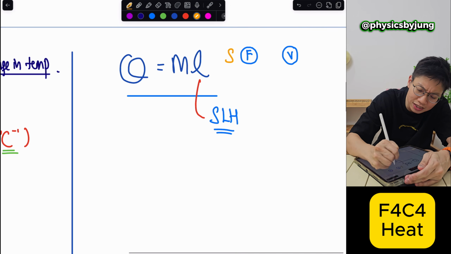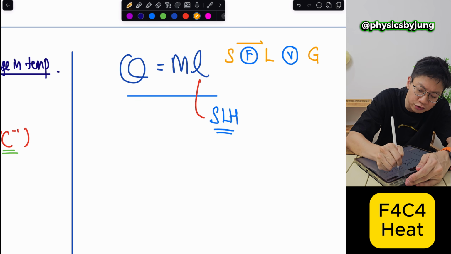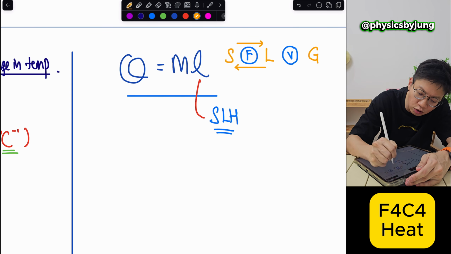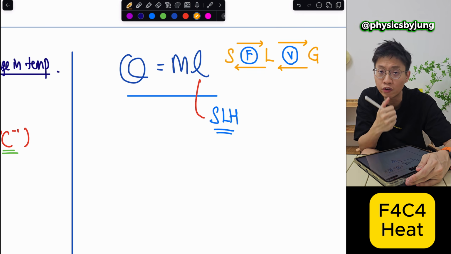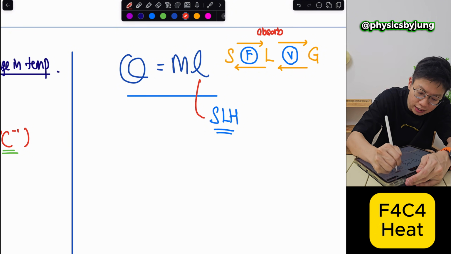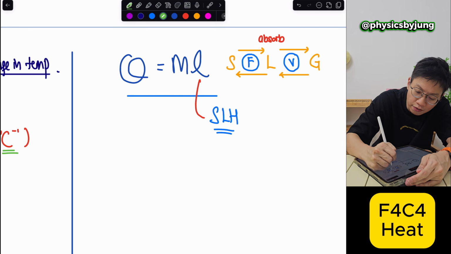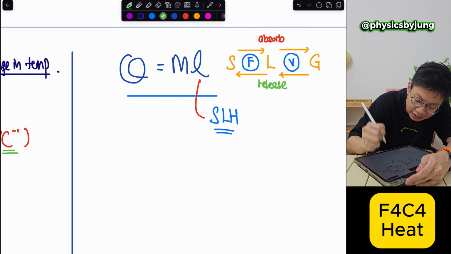It depends on what state you are. So you will see that from solid to liquid is fusion. Liquid back to solid also fusion. Liquid to gas is vaporization. Gas back to liquid also vaporization. What is the difference? When you go towards the right hand side, you technically absorb the latent heat. When you go the other way around, you technically release the latent heat.